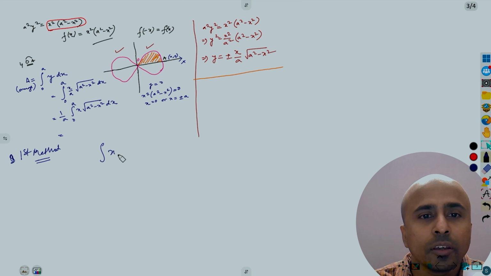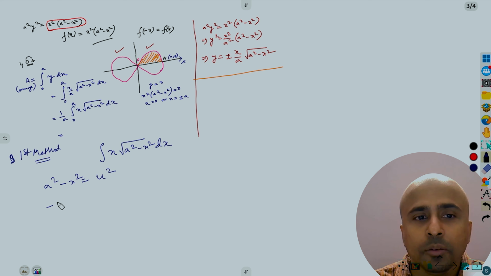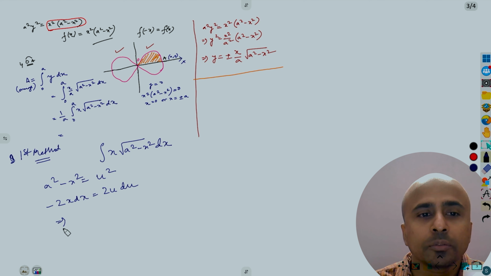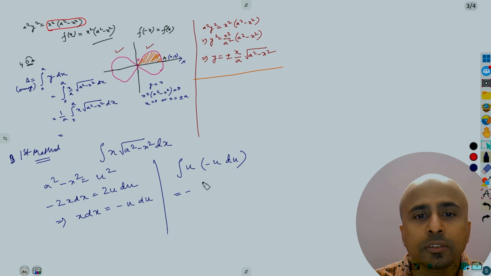See, x square root of a square minus x square dx. If we put a square minus x square equals u square, then this gives minus 2x dx equals 2u du. This means x dx equals minus of u du. If we simply substitute the value here, we obtain u, and then for x dx we have minus of u du. This is u square du. This gives minus of u cube by 3.